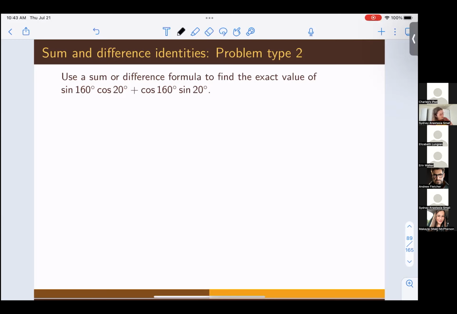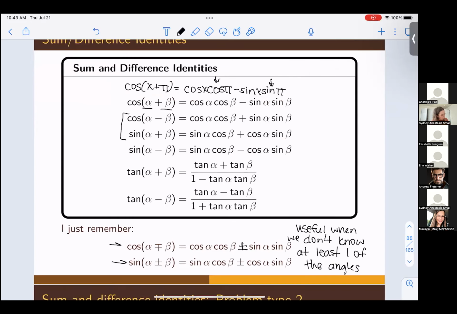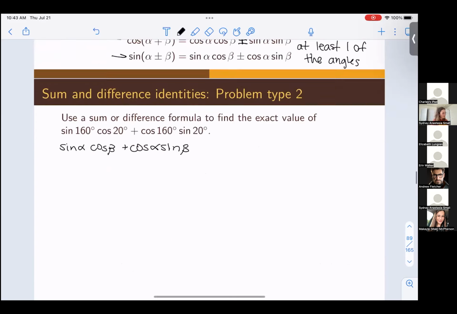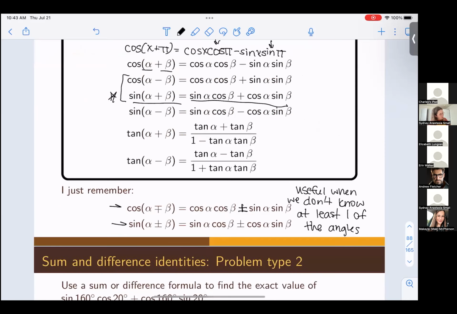So this looks like the sine of an angle times the cosine of another angle plus the cosine of that first angle times the sine of another angle. Which of our identities on the last page does this look like? We had the sine of an angle times the cosine of an angle plus cosine of that first angle times sine of the second angle. To me, that looks like this guy right here. Sine alpha cosine beta plus cosine alpha sine beta. That is what this is down here. It's just that alpha equals 160 degrees and beta equals 20 degrees. So what identity is that? It is the sine of alpha plus beta.